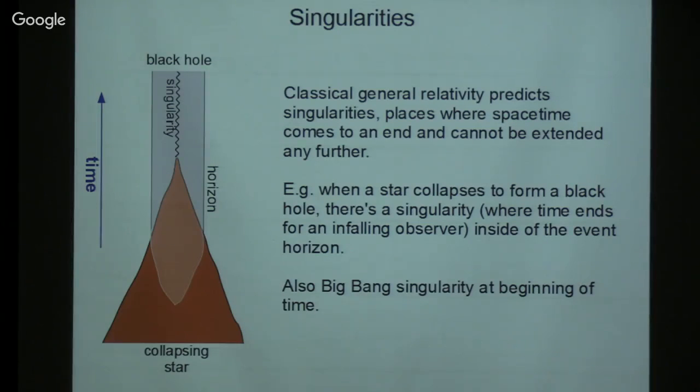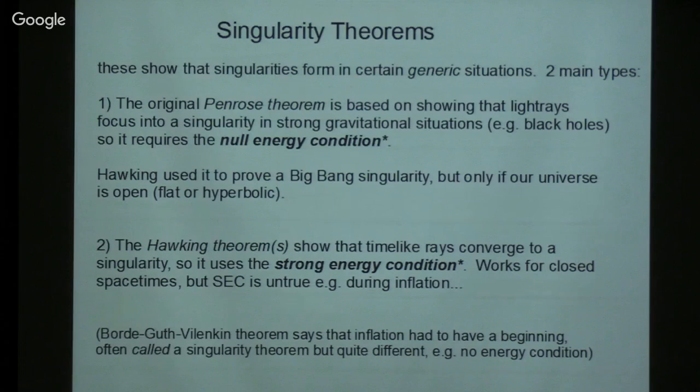Similarly, there's also a Big Bang singularity at the beginning of time in many models of cosmology. So it used to be people thought maybe these singularities were an artifact of looking at highly symmetric solutions. And if you actually solved using realistic generic initial data, you would not find any singularities. But people like Penrose and Hawking proved some singularity theorems that show that singularities actually form given some generic initial conditions. So I'm going to tell you about that now.